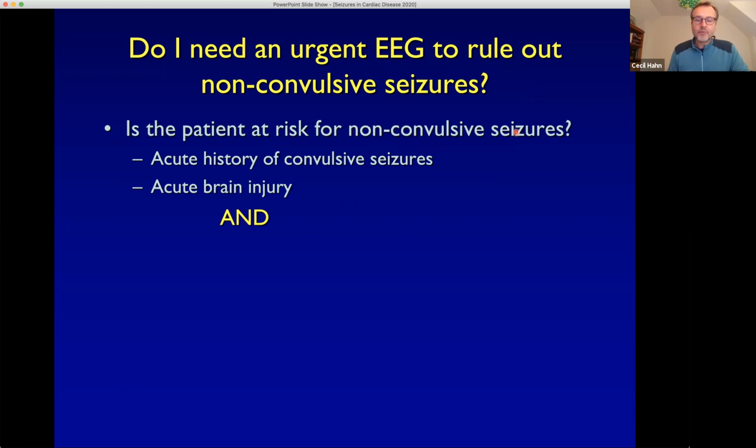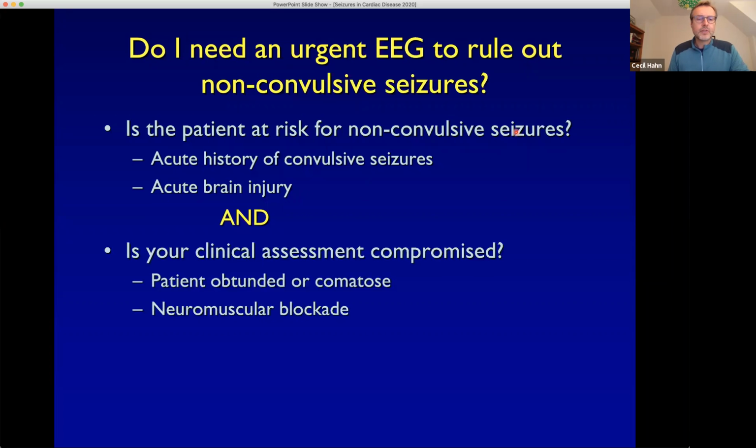But that's not enough, because if you can assess a patient clinically, especially an older patient, if they're talking to you and responding, it's unlikely they're experiencing seizures. But if your clinical assessment is compromised in any way, if the patient's obtunded, comatose, sedated, or paralyzed, you have no way of knowing clinically if a patient's seizing or not. And that's where the EEG can be really helpful.